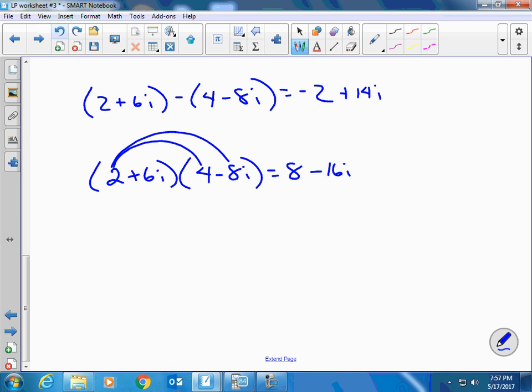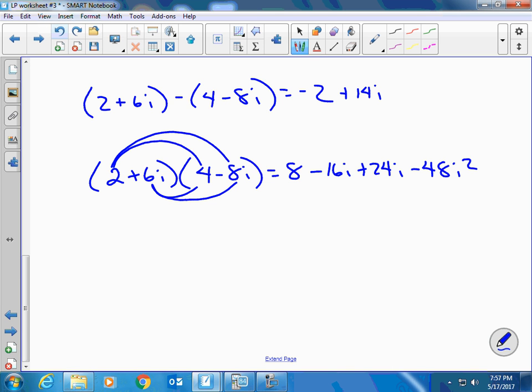Okay, then I go to the 6i times 4. And the 6i times negative 8i gives me a negative 48i squared. Why is it i squared? Because i times i is i squared, just like x times x is x squared.